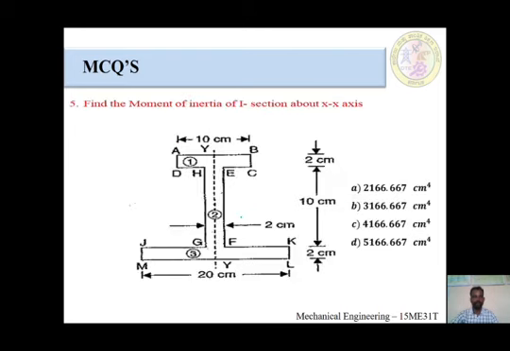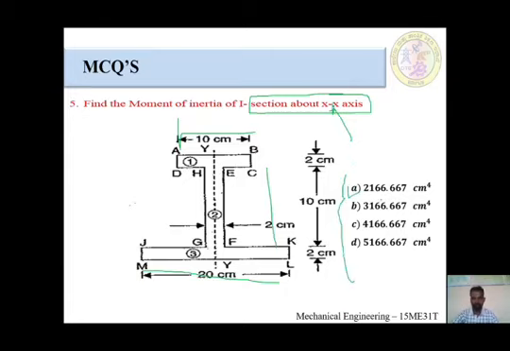Next, move to the fifth question. Find the moment of inertia of the I section about the XX axis. The specification they have given: this length would be 20 centimeter, this would be 10 centimeter, and this distance is 10 centimeter, and this web is 2 centimeter. First we have to read the question properly, after that we have to solve the problem. They have only asked about the x-axis, and according to this they have given 4 options.